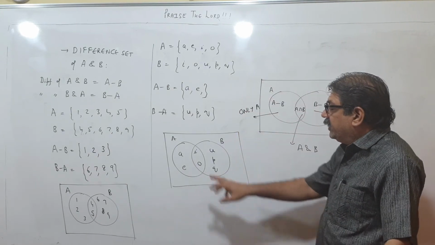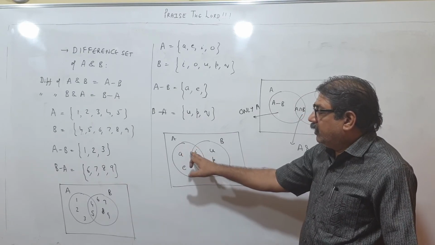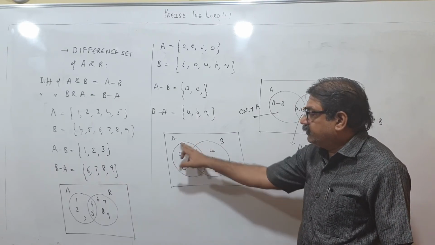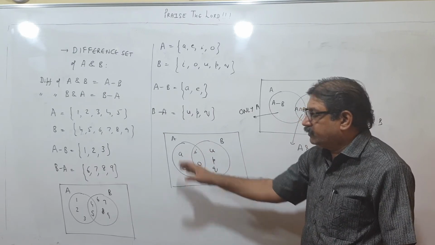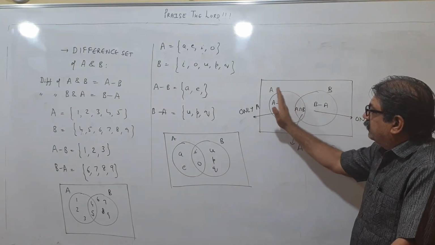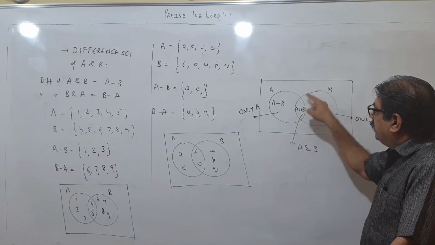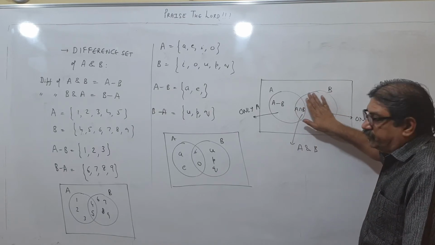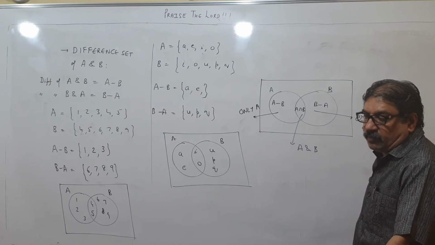So only A means this much region. Only A will mean this much region. A will mean the full region. A means this full region, only A means this much. So this is only A, this much region. A will mean this much region. B will be this much region, full B. Only B means this much region. So A and only A, please understand.